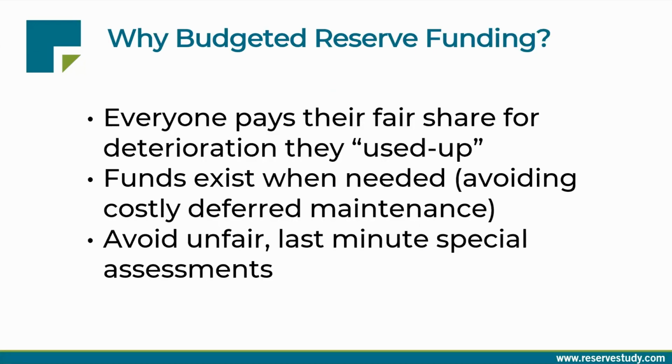And why budgeted funding instead of special assessments? With budgeted funding, every owner pays their fair share of steady, ongoing deterioration over the time they owned a home in the association. The result is that the funds exist when they are needed. And remember, the future takes care of itself when you take care of adequate funding on an ongoing basis. Everybody pays their fair share. This is the magic of how associations avoid unfair special assessments and expensive deferred maintenance, which maximizes their property values.